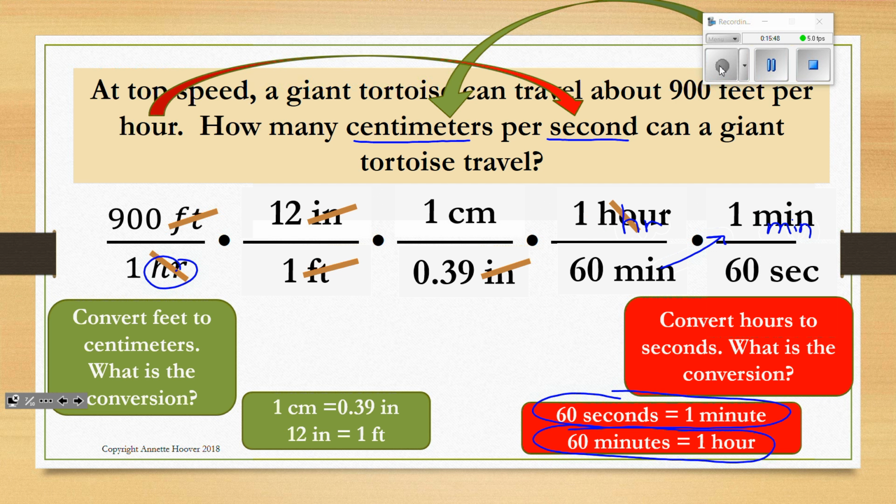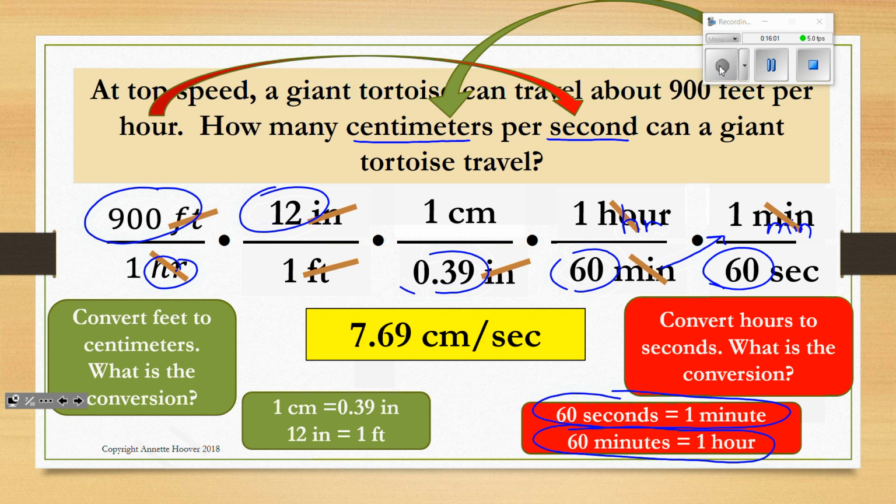On the top now we have 900 times 12. And on the bottom we have 39/100ths times 60 times 60. So after you do that multiplication and divide, we would find out that the answer is 7.69 centimeters per second.